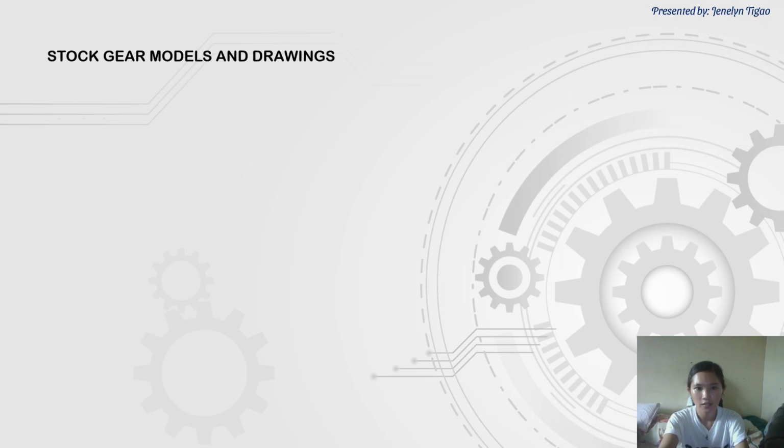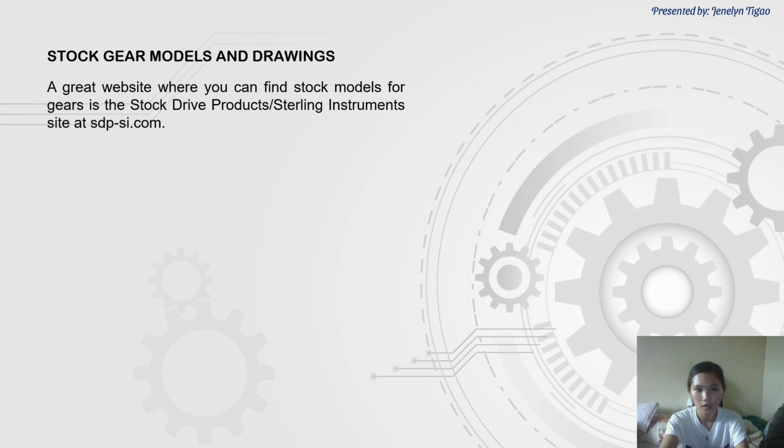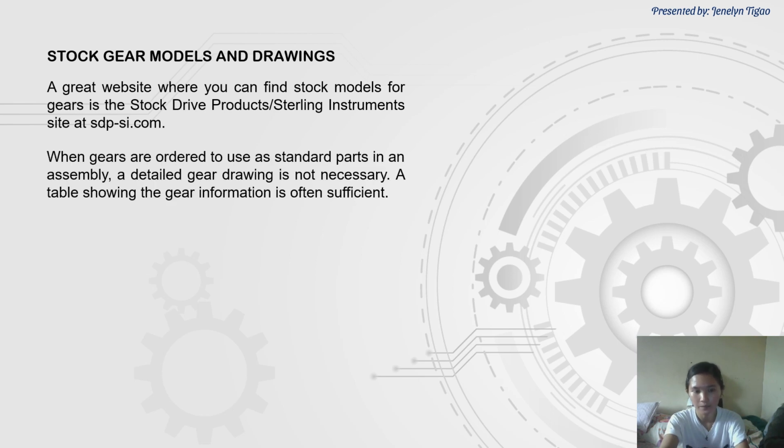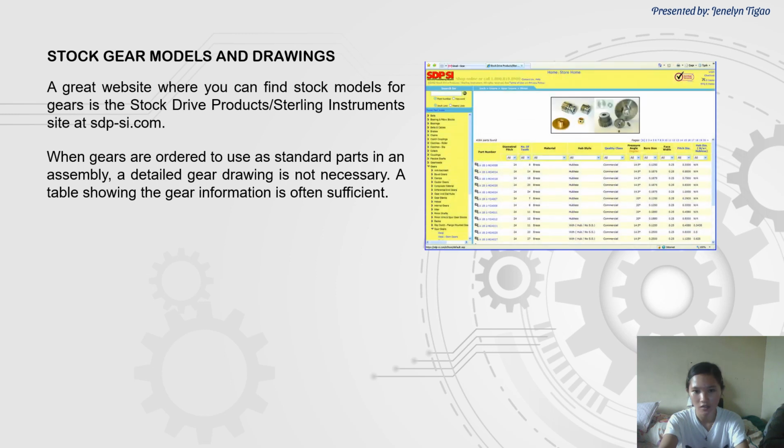Stock gear models and drawings. A great website where you can find stock models for gears is the Stock Drive Products / Sterling Instruments site at sdp-si.com. When gears are ordered to use as standard parts in an assembly, a detailed gear drawing is not necessary. A table showing the gear information is often sufficient.